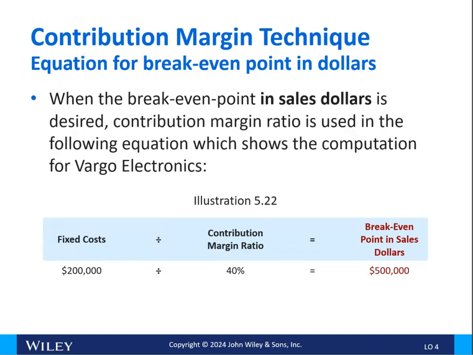If we're looking for the break-even point in sales dollars, the contribution margin ratio is used. And here's the equation for that. It's the fixed cost divided by the contribution margin ratio. So in our example, $200,000 of fixed cost divided by 40% contribution margin ratio gives us our $500,000 break-even point in sales dollars.